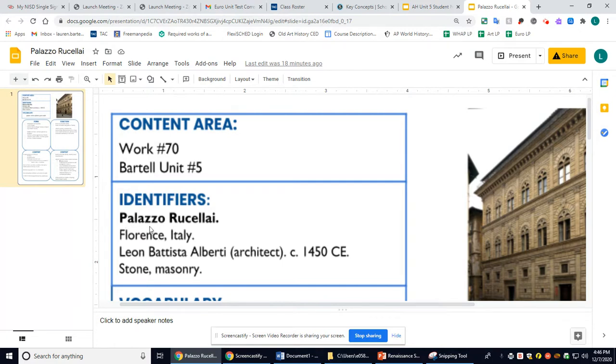So Palazzo, this term here, just means palace. This is like the home of a very wealthy family in Italy. Rucellai is the family name. So all this means is it's the palace of the Rucellai family. This was built in Florence, Italy, and the architect is Leon Battista Alberti, who was a very famous architect I'll talk about in a little bit more detail. And this was around 1450 CE.